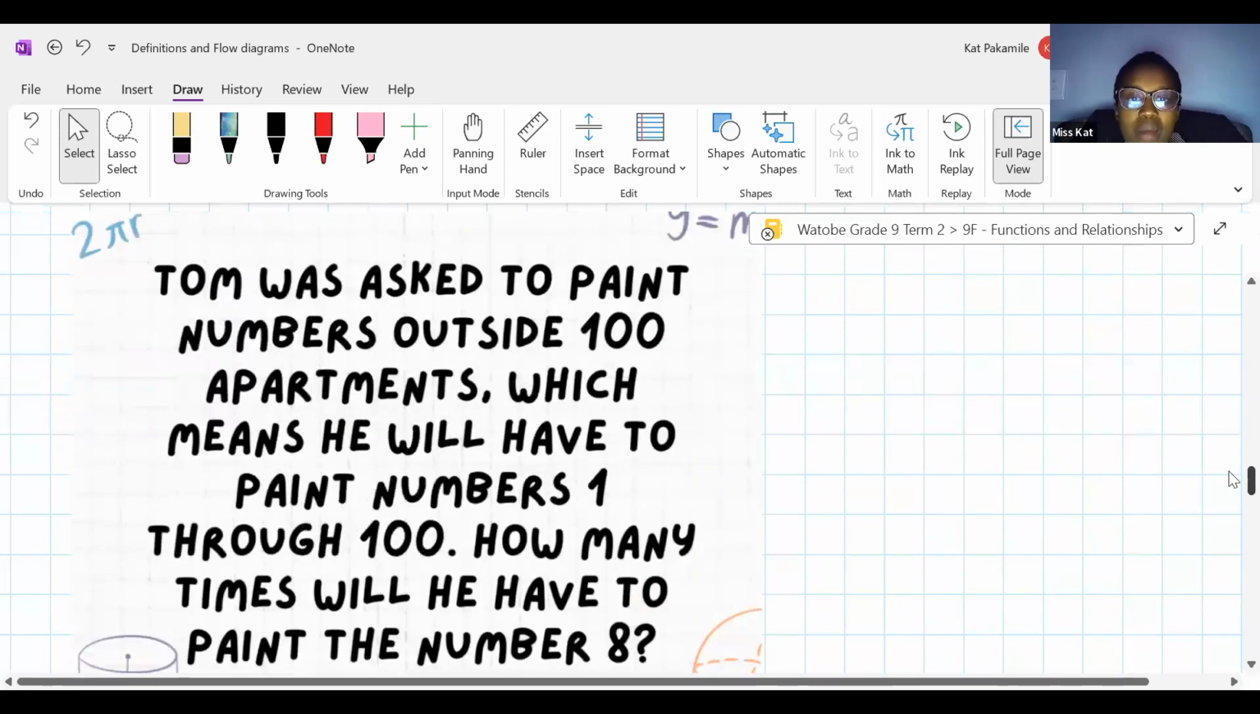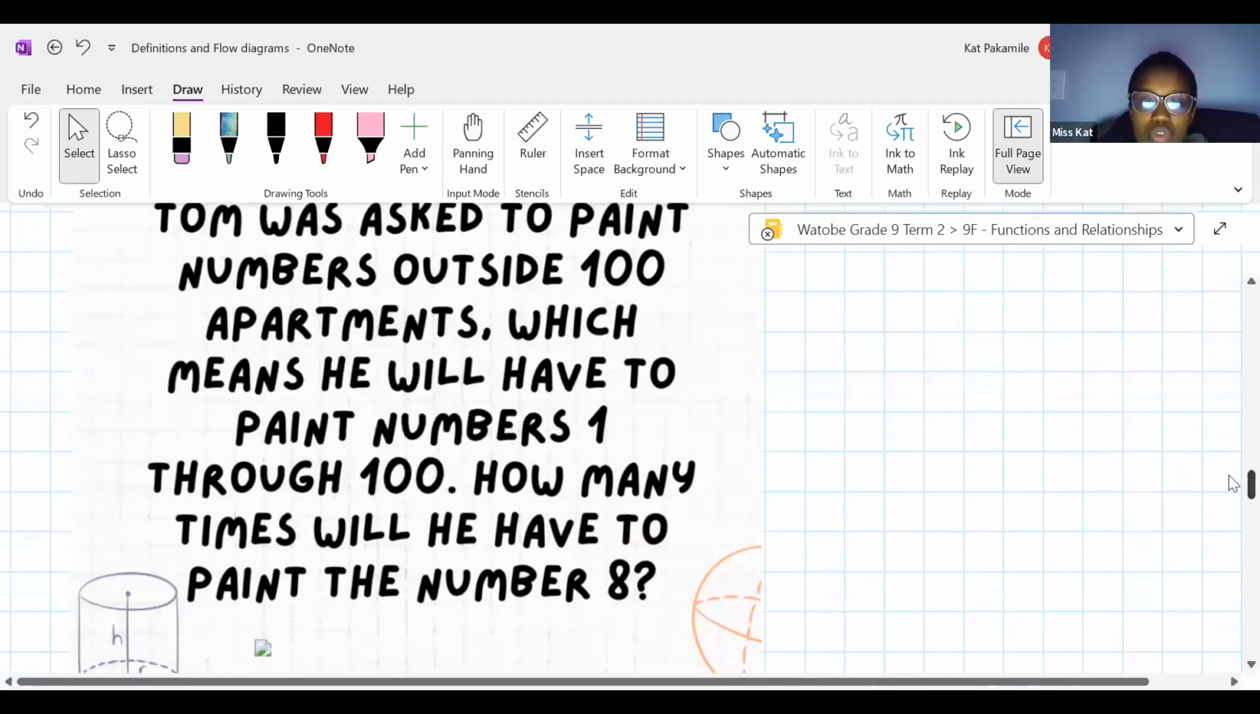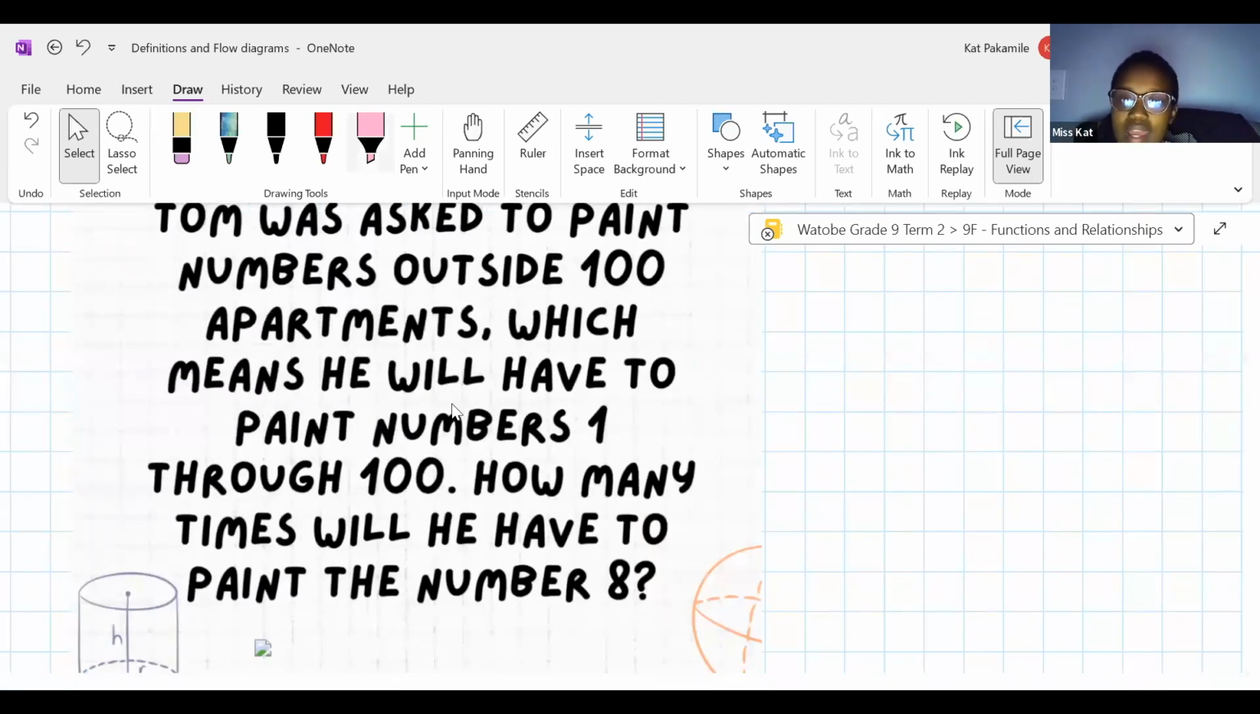Tom was asked to paint numbers outside 100 apartments, which means he will have to paint from numbers 1 through to 100. How many times will he have to paint the number 8? How many times? Amasha says once. Tuku says 9 times. Chichi says once.